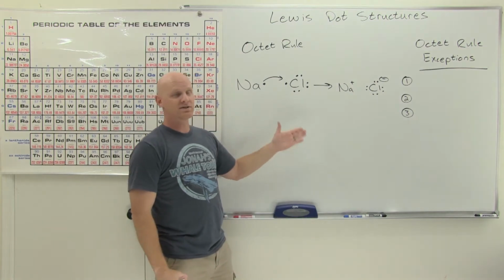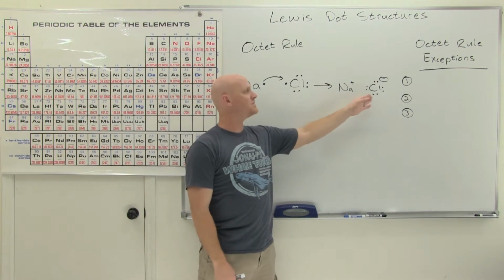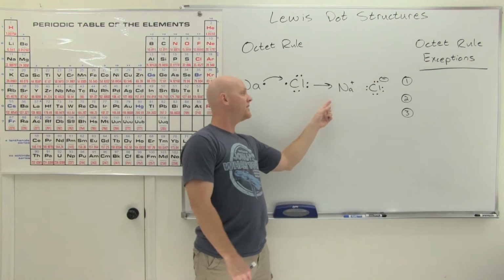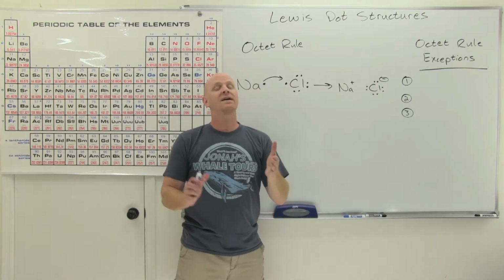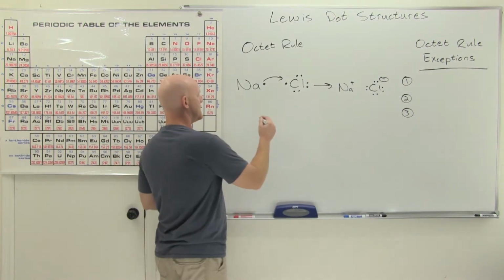But again, the idea was that both of these elements, in an attempt to get a filled octet, underwent this transfer of electrons. And that's generally what happens when you have a metal with a nonmetal. But what if we have 2 nonmetals?